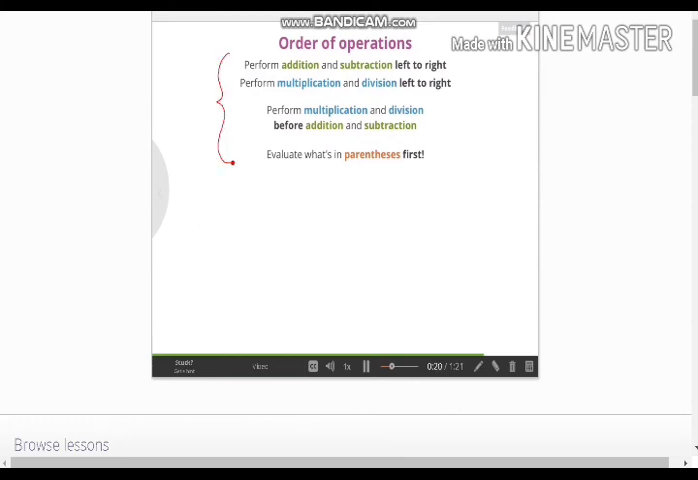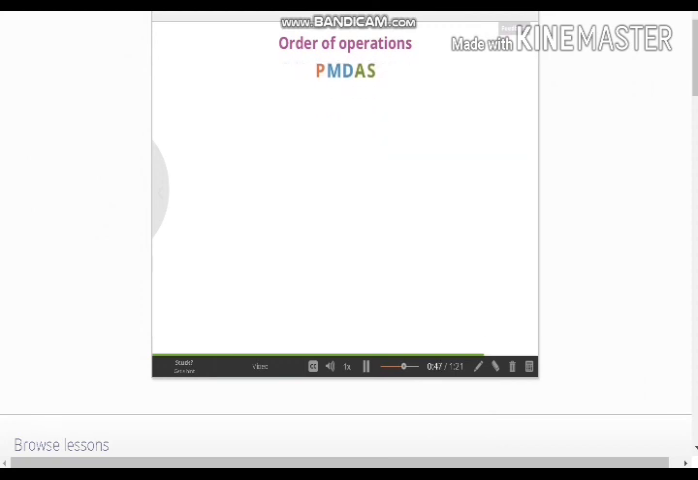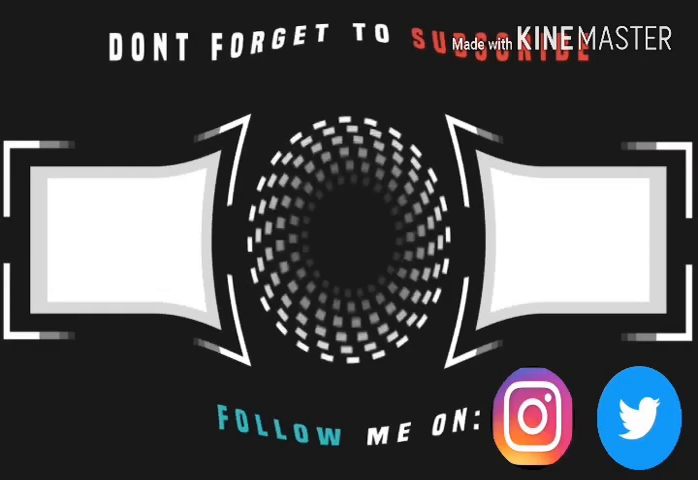Now, remembering all these rules for the order of operations can be tricky. One way to remember is to take the first letter of each operation, so that's P, M, D, A, S. First, you should evaluate what's in parentheses. Then, you should perform multiplication and division together from left to right. And finally, you should perform addition and subtraction from left to right. Later on, you'll learn about another operation that starts with the letter E, so the thing to remember is PEMDAS. If you remember PEMDAS, you'll know the order of operations.